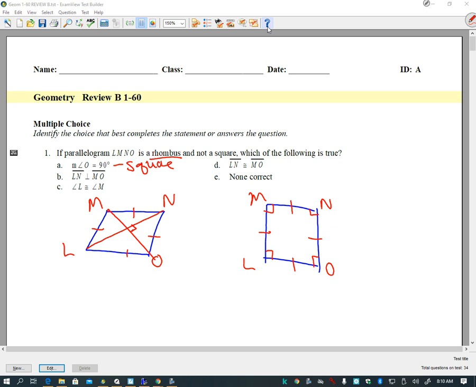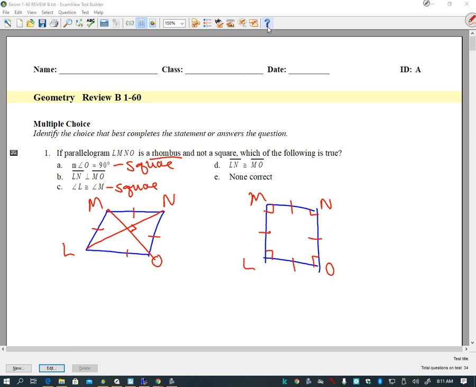So let's look at the other properties. Angle L is congruent to angle M. Would that be true of a square? But it wouldn't be true of a rhombus. So this again is a square, because consecutive angles in a rhombus are not necessarily congruent. Does that make sense? All we know in a rhombus is that consecutive angles are supplementary, meaning they add up to 180 degrees, but they don't have to be equal to each other.